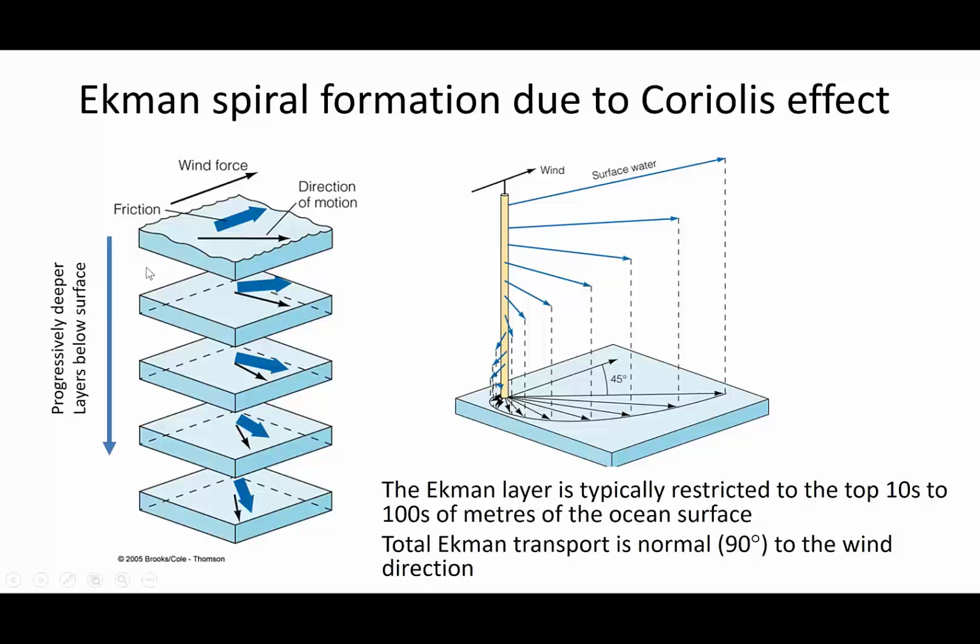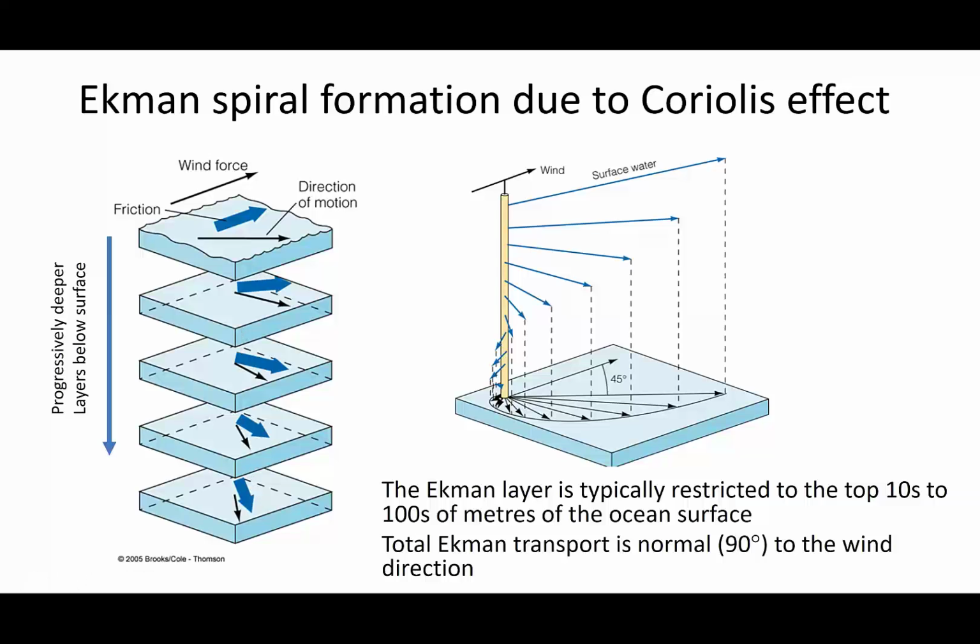As we move down beneath the surface to deeper layers in the ocean, the friction between this layer and this layer creates a frictional drag that makes the water tend to move in this direction. But again, because of the Coriolis effect, it's deflected out to the right again. And so on as we move to deeper and deeper layers. This ends up in what they call an Ekman spiral.